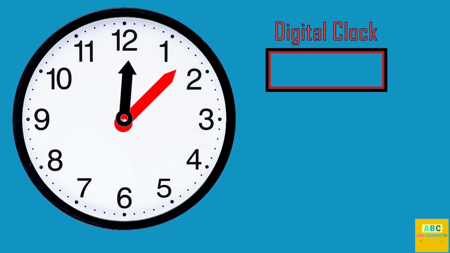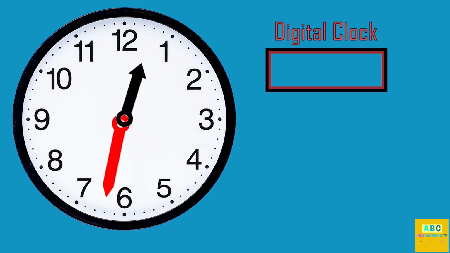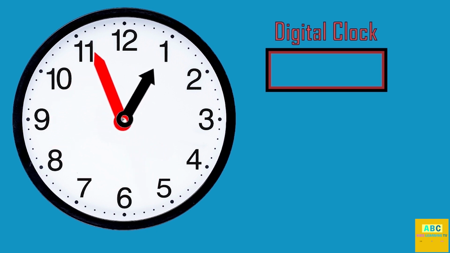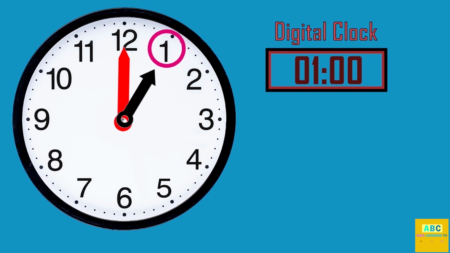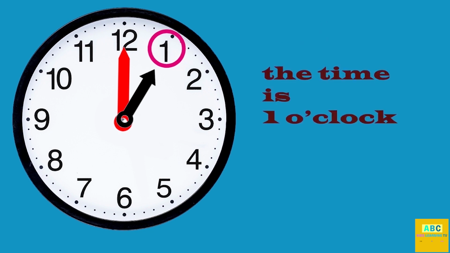Since there are 60 minutes in 1 hour, let's have a look at what happens when the minute hand moves clockwise around the clock. The minute hand is pointing to the 12, so it's something o'clock. The hour hand is pointing at the number 1, so the time is 1 o'clock. Let's go to the next example.